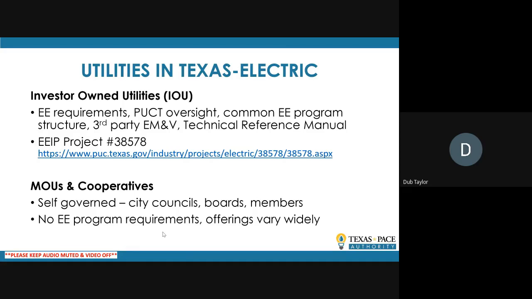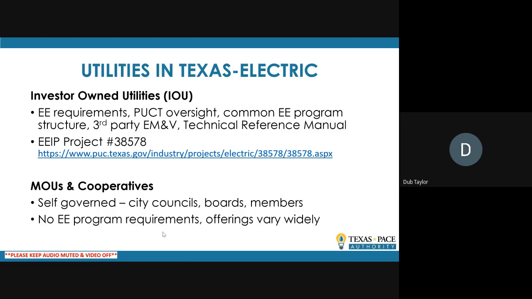The Public Utility Commission on its website has a great one-stop shop. All of this information is filed under Project 38578. The link is there, or you can just Google it, and it has all the information you could ever want to know, as well as filings, presentations. Usually twice a year, the Public Utility Commission hosts meetings of the energy efficiency providers, where they provide updates and other interested parties can attend. So that's a good one-stop shop.